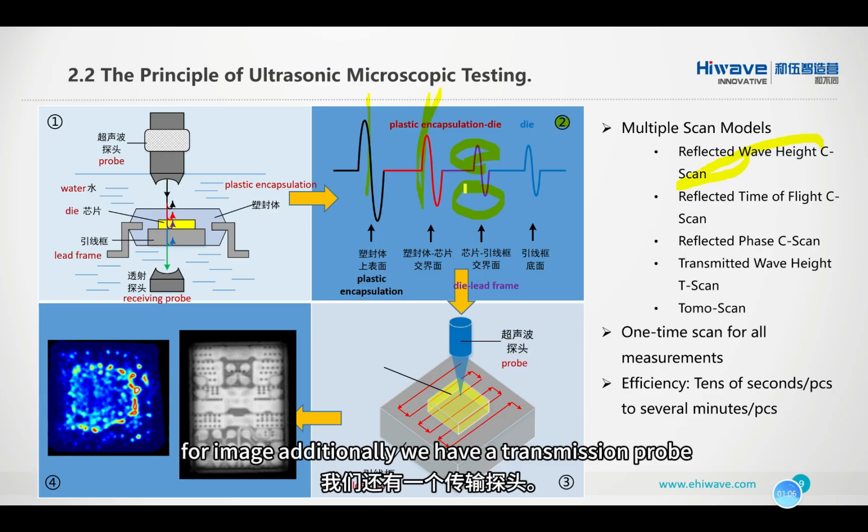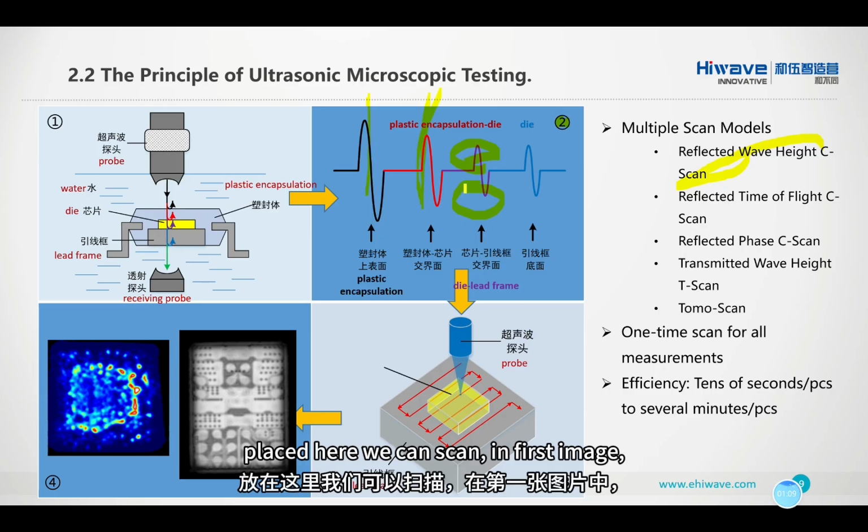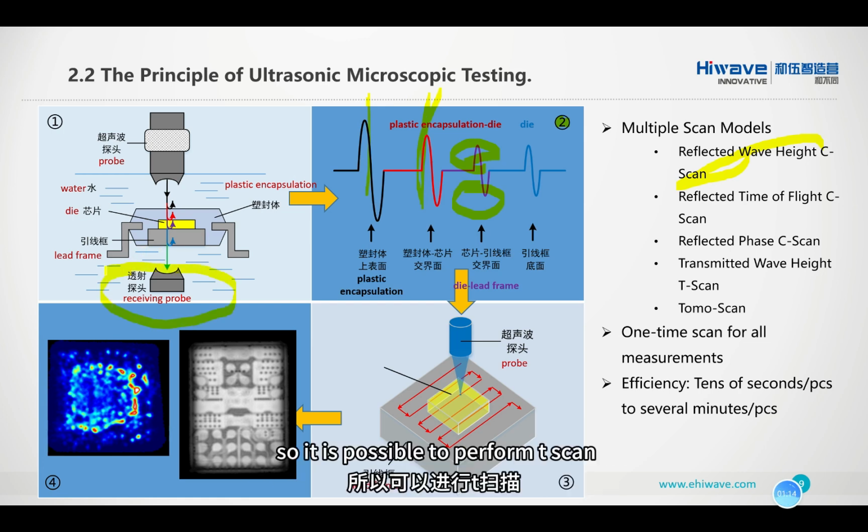Additionally, we have a transmission probe placed here. We can scan in first image. So it is possible to perform T-scan.